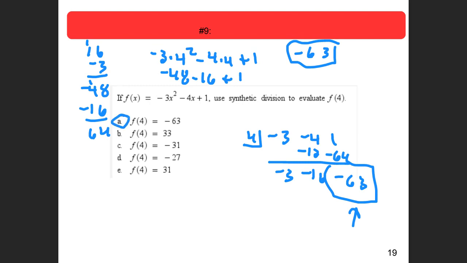And I got it both ways. I just plugged it in to evaluate, or I used synthetic division to evaluate. Either way is fine. Synthetic division sometimes makes it a little bit easier because you don't have to square or take a number to the third power or something like that. So it really just takes all of the powers out of the equation, which sometimes is kind of nice.